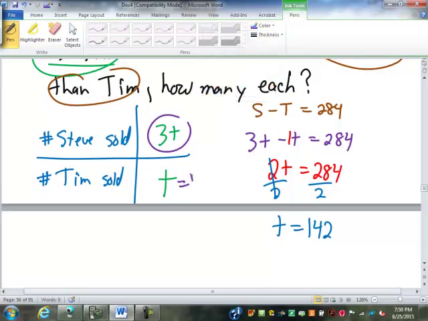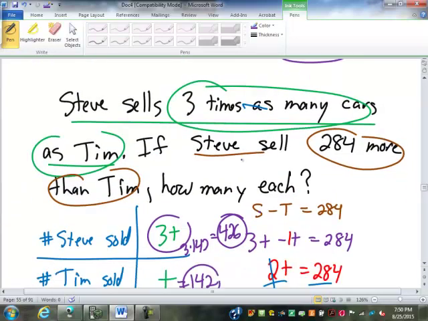What do we do from there? Perfect. So Tim sold 142. Steve sold 3 times 142, or is it 426? And if you wanted to, you could double check by subtracting, and it should come out to 284 is the difference. How are we doing?